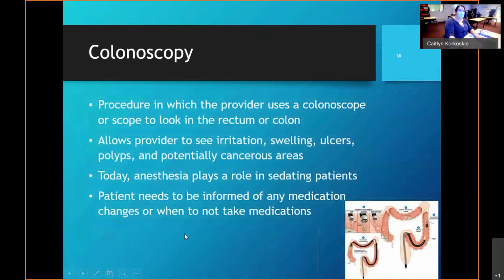And the colonoscopy, this is just kind of what it looks like: they use a flexible scope that has a light and a camera at the end of it.